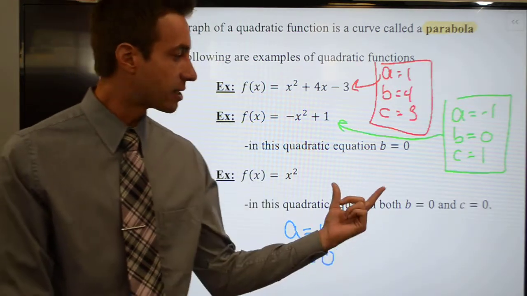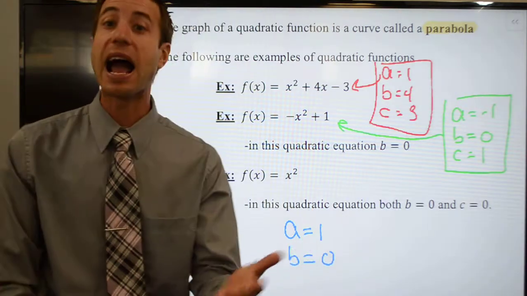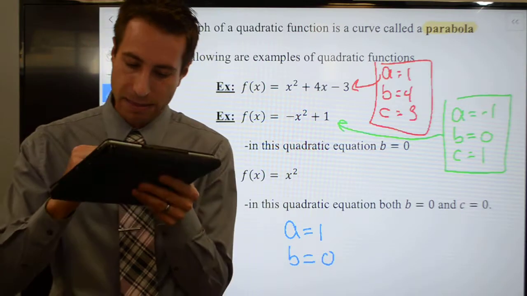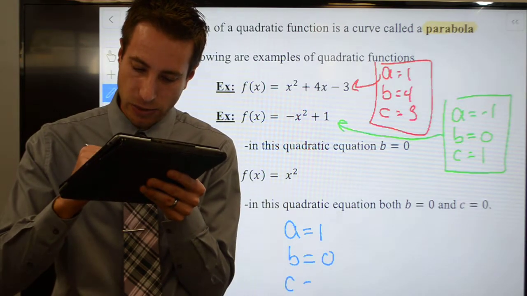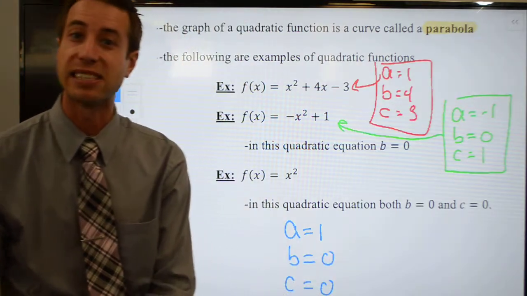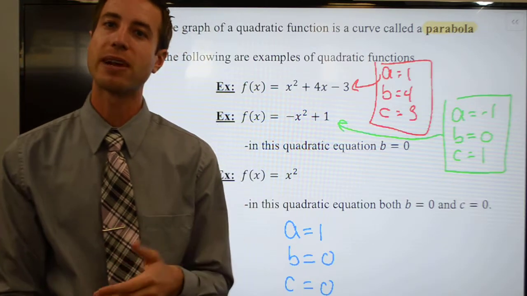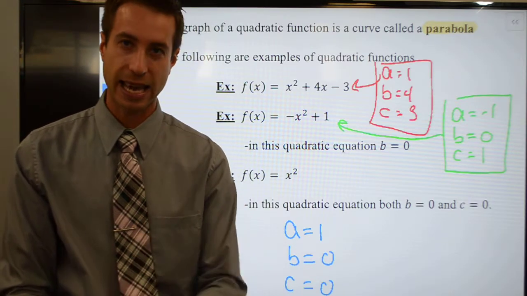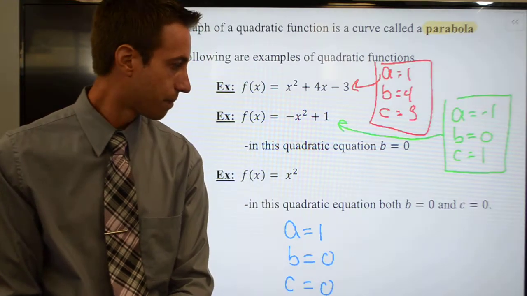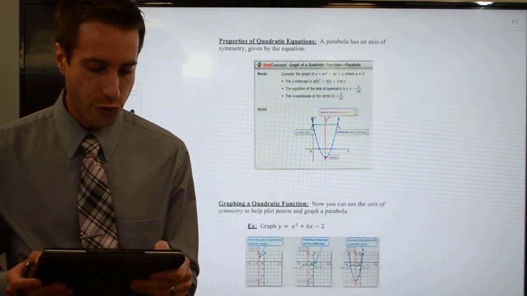C is going to be the constant tacked on the end, plus or minus c, whatever it is. And I don't have a constant anywhere. That means it must have been 0. So my c is also 0. And I made that little note for you right here. Both b and c are 0 in this case, which is perfectly okay. Remember, it's just a that cannot be 0, just a. Let's jump on over to the next page. We'll learn a few more things about quadratics.